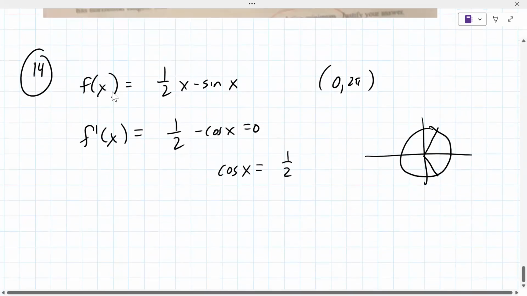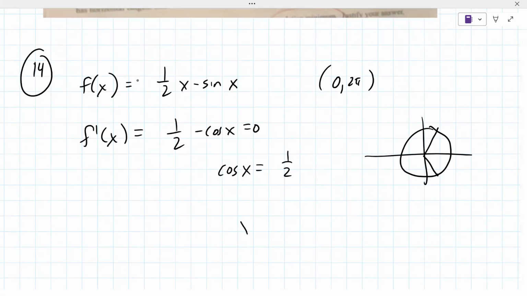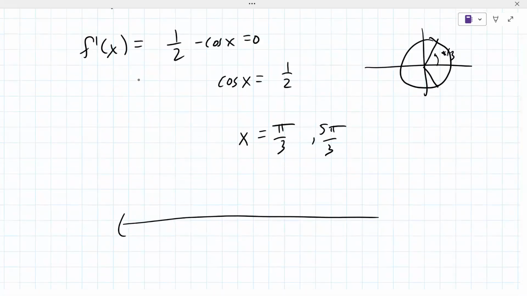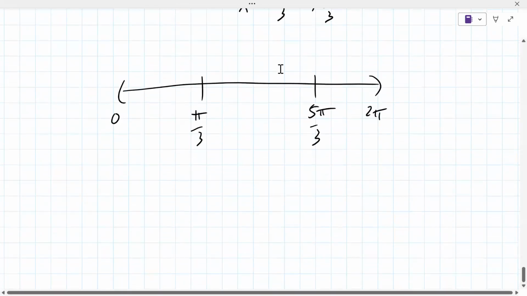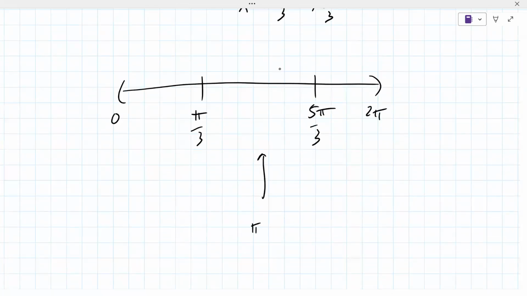If you have a calculator, oh, no calculator, you would know that it's pi over 3 to this one, and then it's minus pi over 3. But if you go the other direction, it's 5 pi over 3. Somehow you have to get those answers. And then you put those on a number line from 0 to 2 pi, and you have to test those in the derivative. And that could be challenging too, because you got to know what do I test? What's in the middle here? Like pi is in the middle.